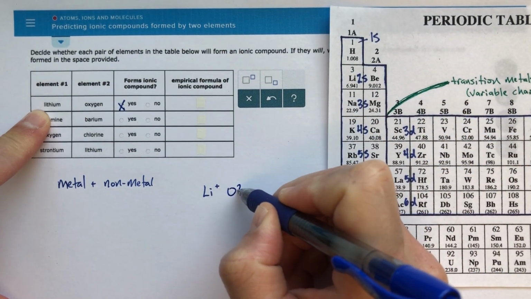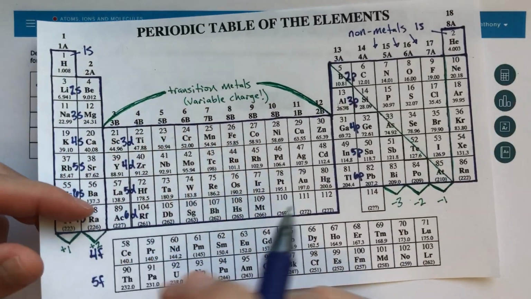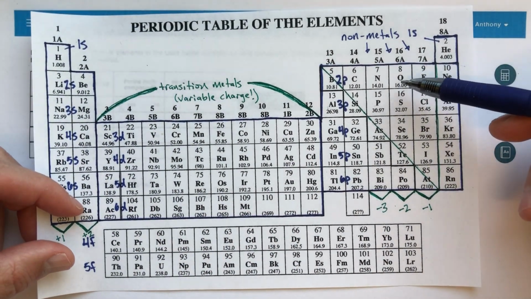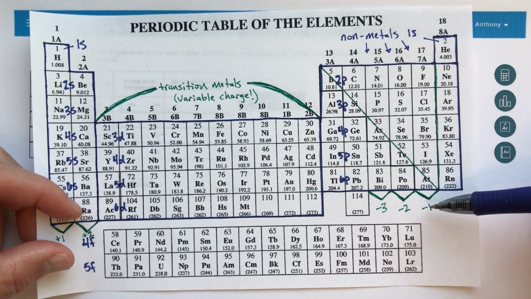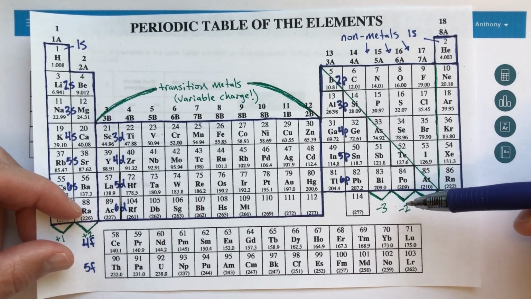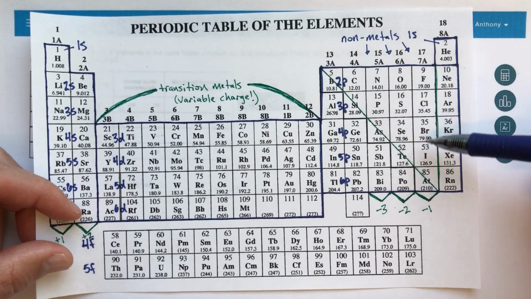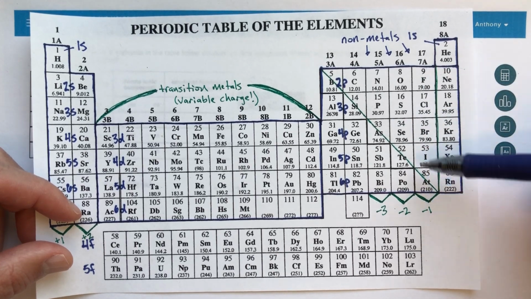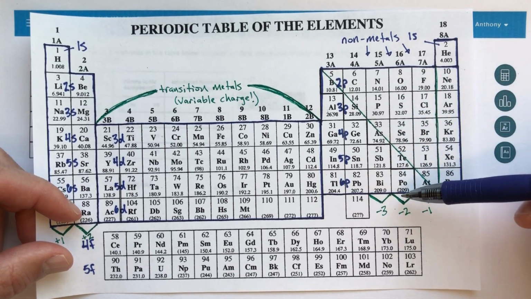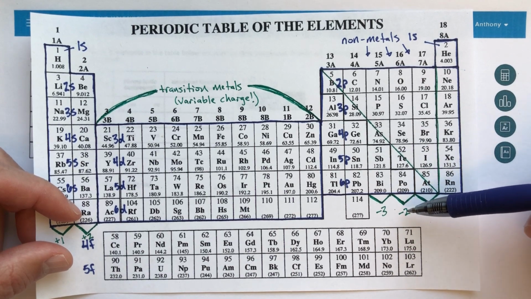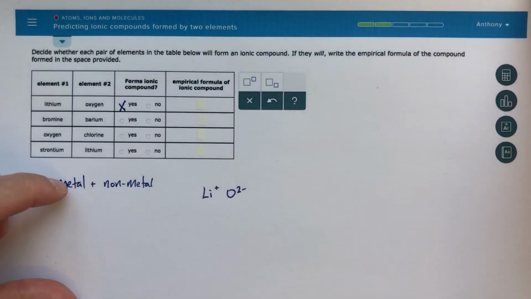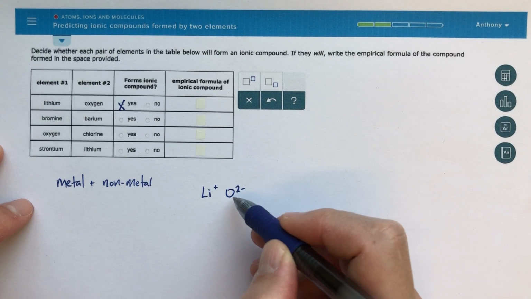And then oxygen is going to form a 2- charge. So oxygen is over here, it's in group 6. And again, these charges that I've indicated down here, that's for if it's in an ionic compound. So fluorine, chlorine, bromine, iodine in an ionic compound will have a charge of -1. Oxygen, sulfur, selenium, if they're in an ionic compound, will have a charge of -2, always. So we know that this would be our charges.